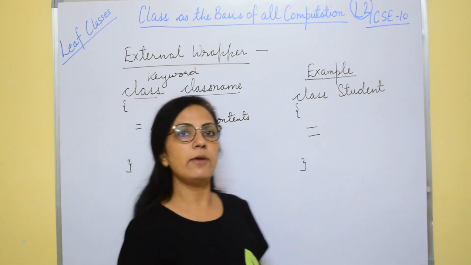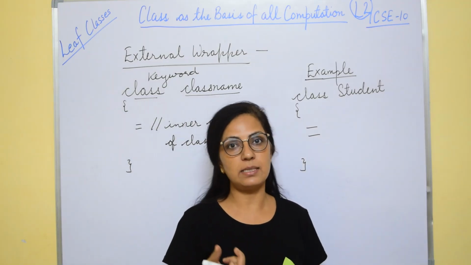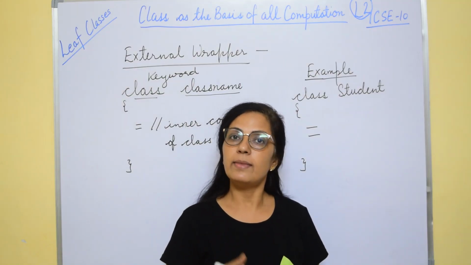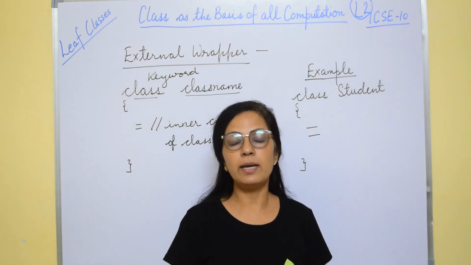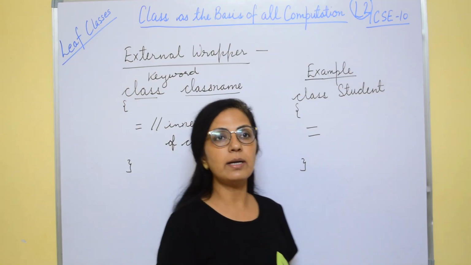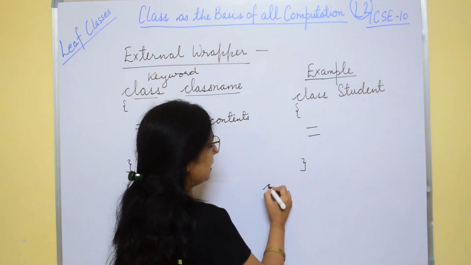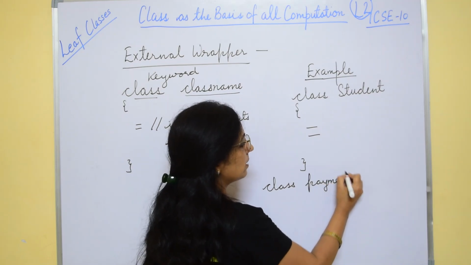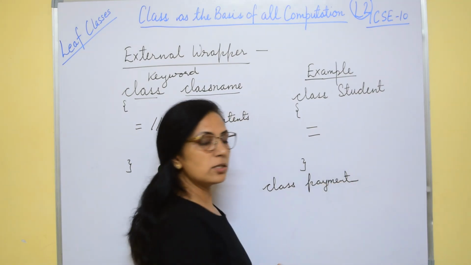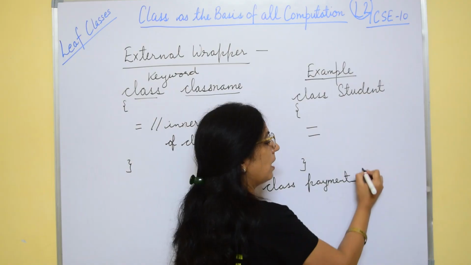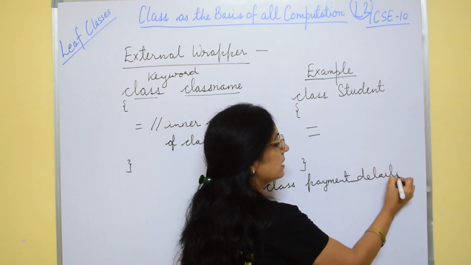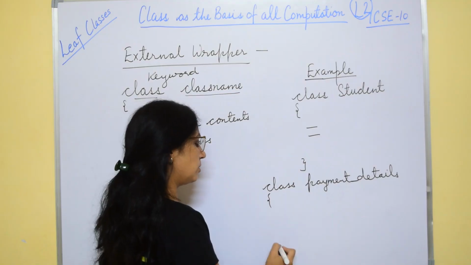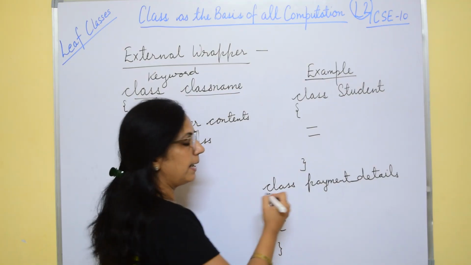Now suppose if you want to write a class name which contains more than one word, but since we know that in variable name or in identifier space is not allowed, so we can always write like this. If I write payment details, then underscore symbol I can put here, and you can separate two words with the help of underscore, and this will be written here like this.